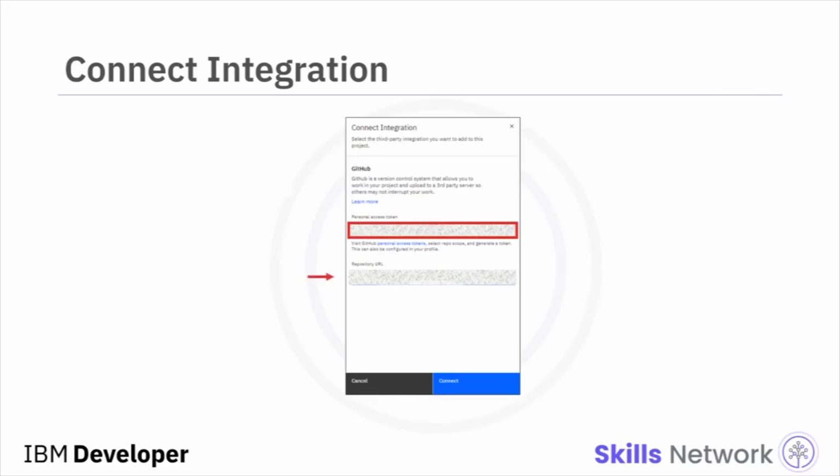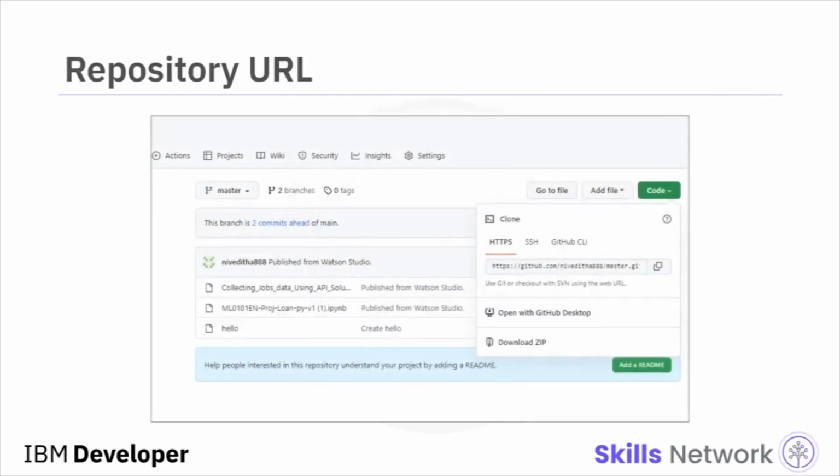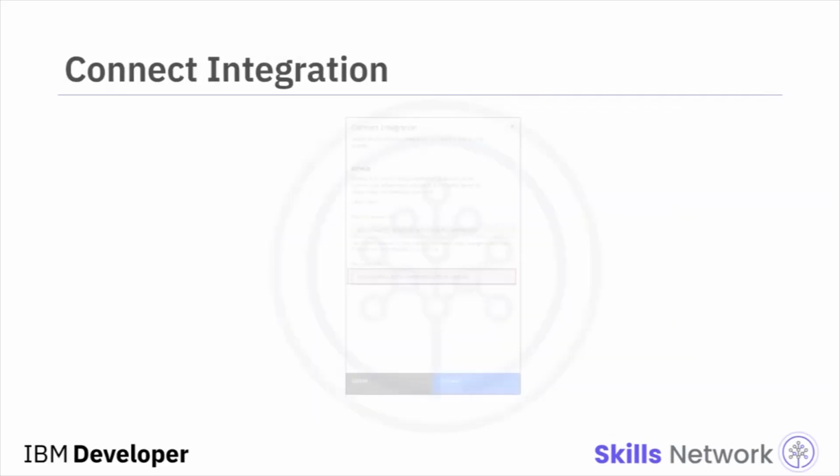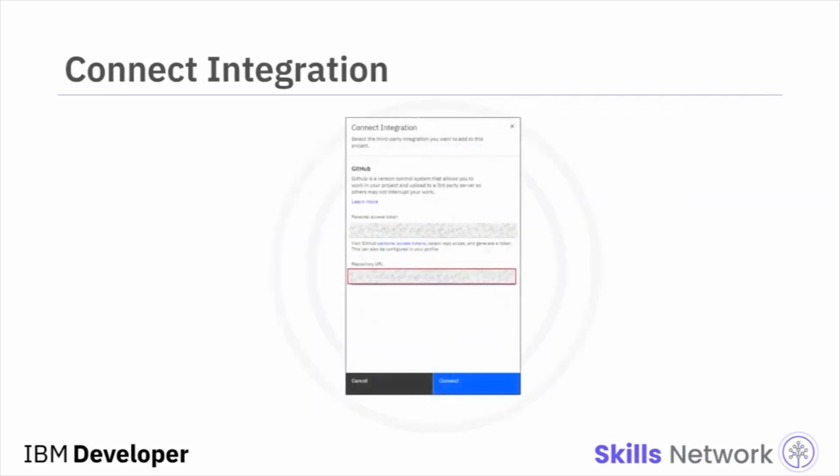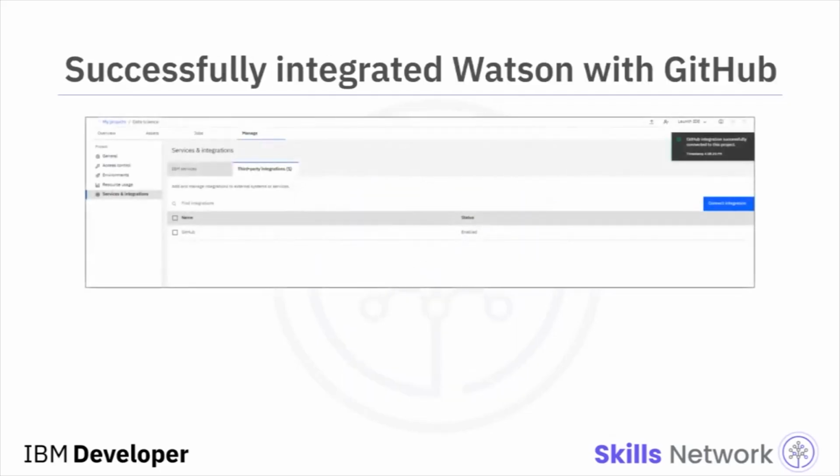Next, you must find the repository URL for the location you want to push the notebook. To get the repository URL from GitHub, ensure you are in the master branch of the repository you want to use. Click Code and copy the URL using the copy icon. Now go back to the Connect Integration area and enter the repository URL where you want to push the notebook. Then click Connect. Once the repository is added, you get a successfully connected message.